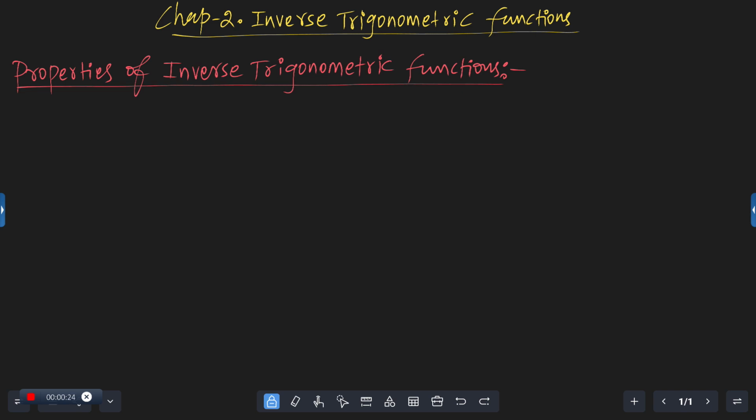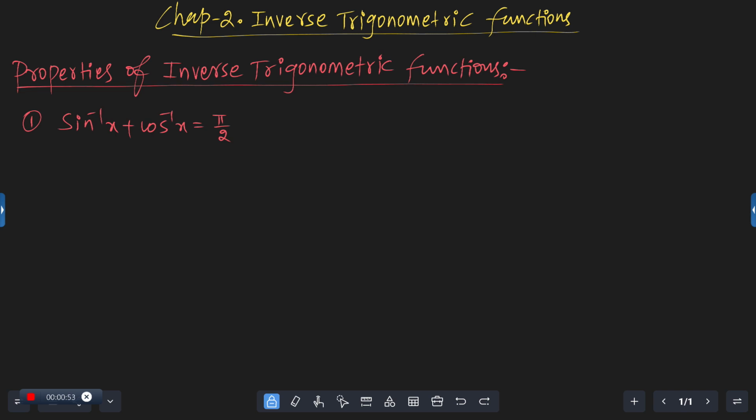There are some properties, based on sums, that you must know, then we can enter the exercise. Understand the properties I will give. Formula number 1, or property number 1: sin inverse x plus cos inverse x is equal to pi by 2. Suppose two inverse functions are added, what will you get? It is pi by 2.